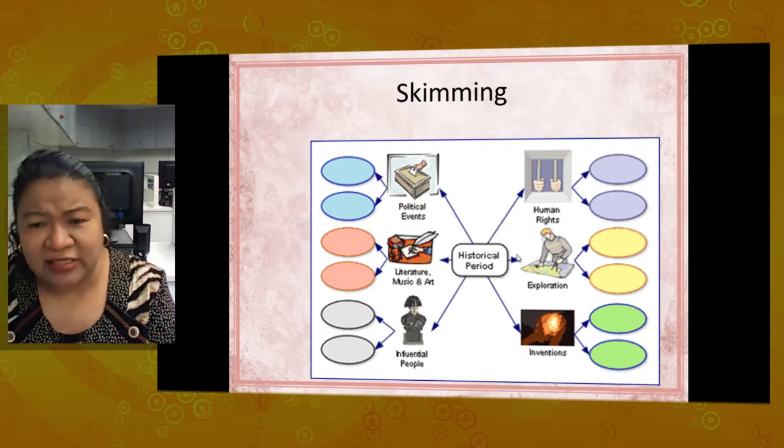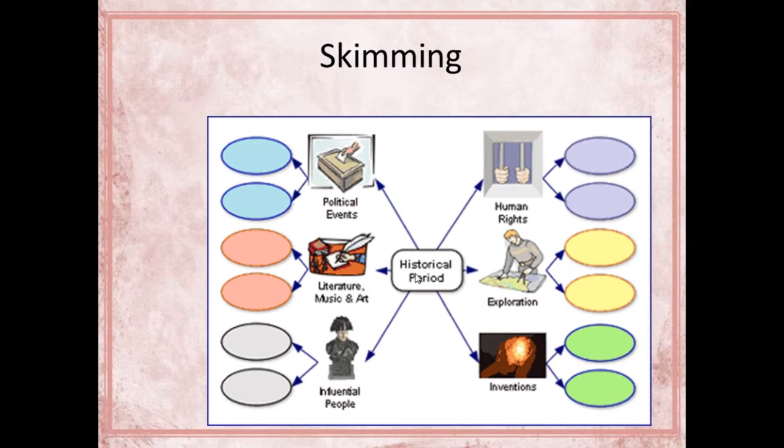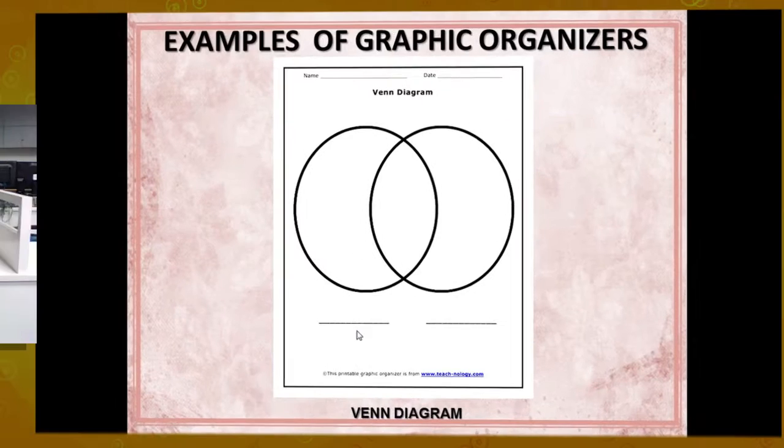And then for skimming, let's say you're looking at a particular historical period and you know that the speaker will be discussing different aspects of that particular historical period, like the political events and the literature and music and art at that time, and the influential people in that era, human rights, exploration, and inventions. So as you are learning about this, then you can add certain information here. So at one glance, you see what the topic will be about, whether it be in a lecture or maybe in a book, what you can expect to learn from it.